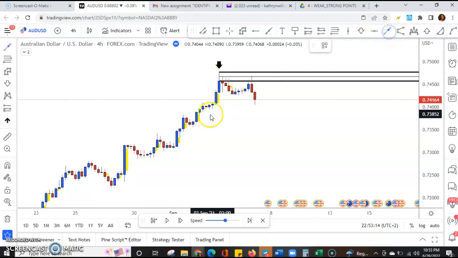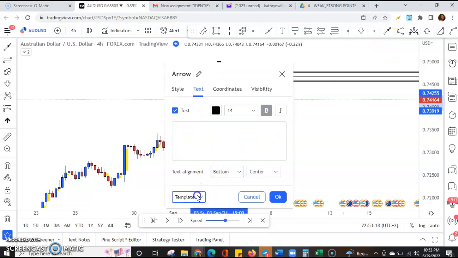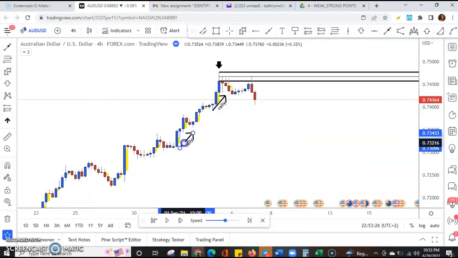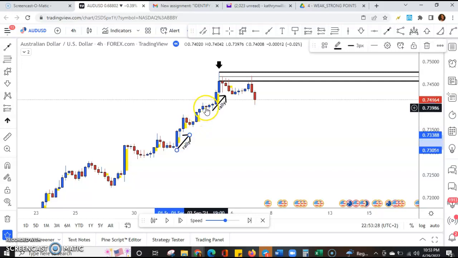Don't forget that your rally is going to be considered 3 or more candles at least, or a strong push. So it could be one large candle that shows some type of momentum. So I have a rally here and I have a rally here. I have a selling candle here.